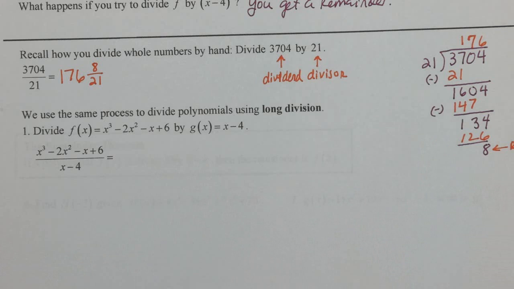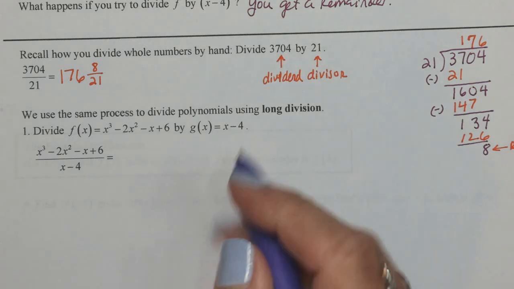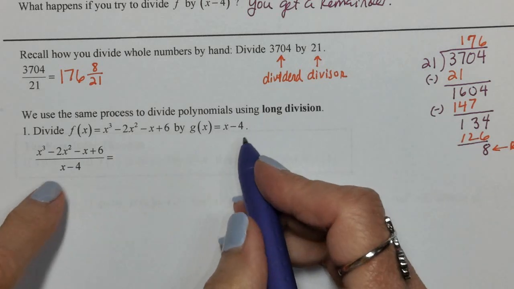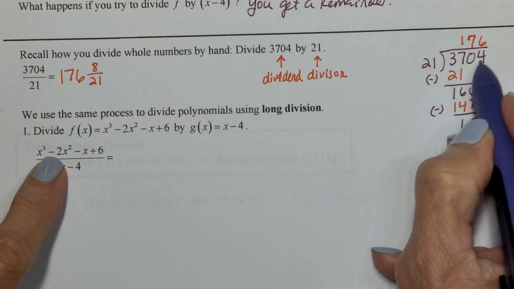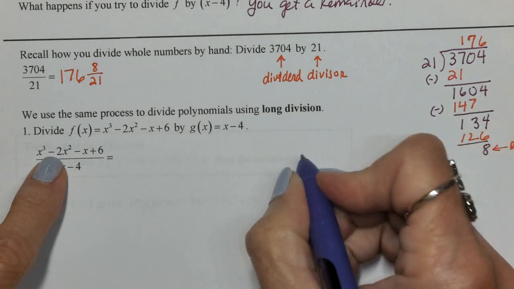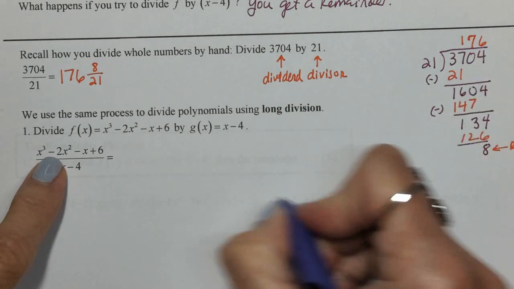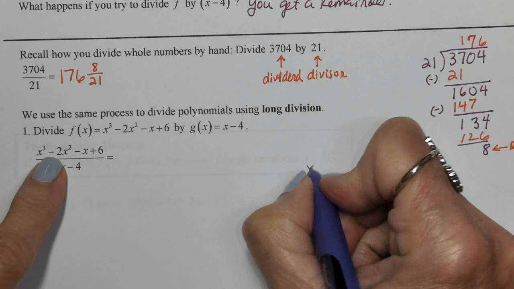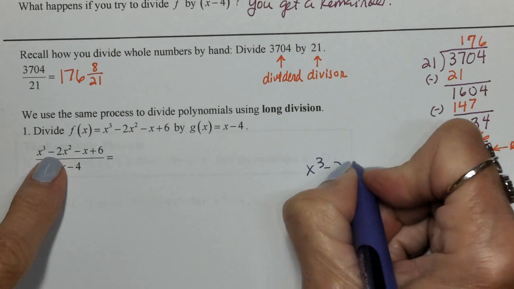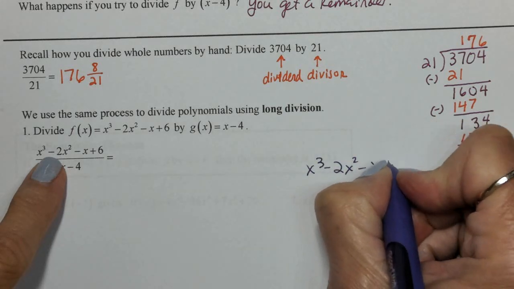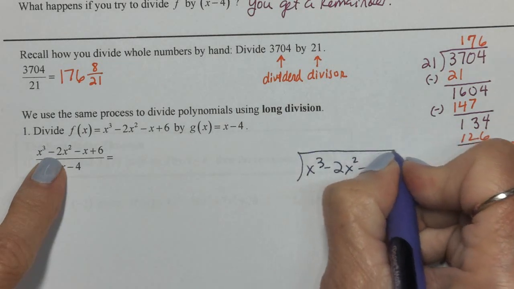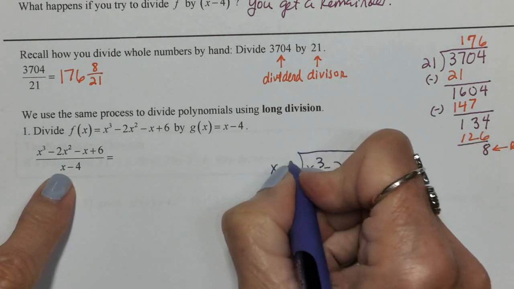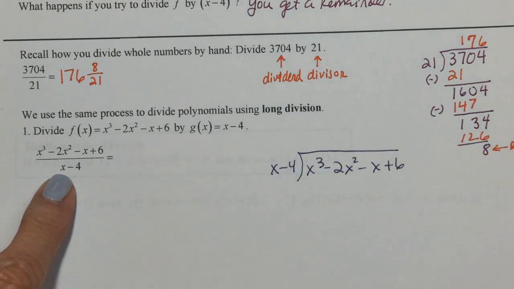All right? So I'm going to, let's see, grab another color. I'm going to take my dividend, and that's what the dividend is, what goes inside here. So I'm going to have, where should I put this? Over here. So x cubed minus 2x squared minus x plus 6. There's my dividend, and I divide it by my divisor like so.